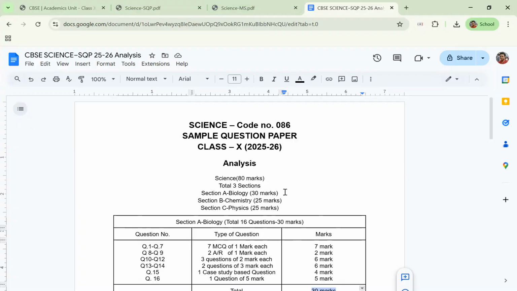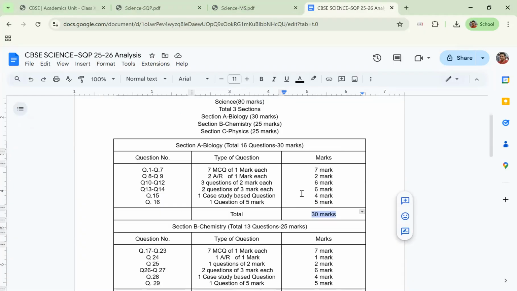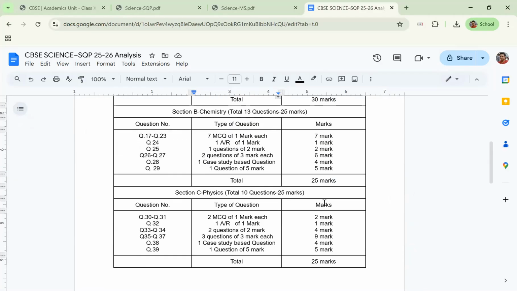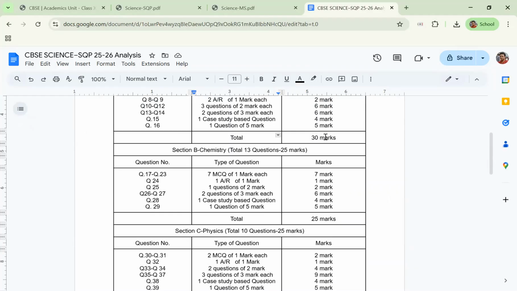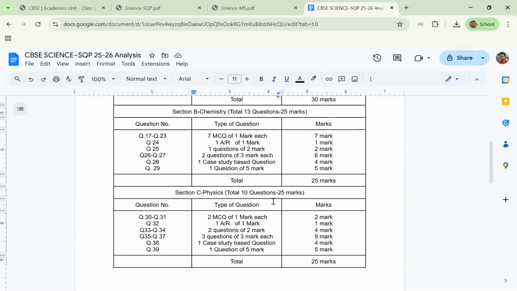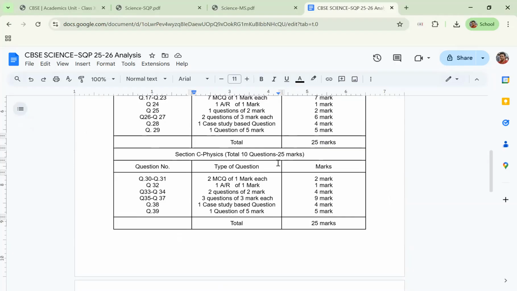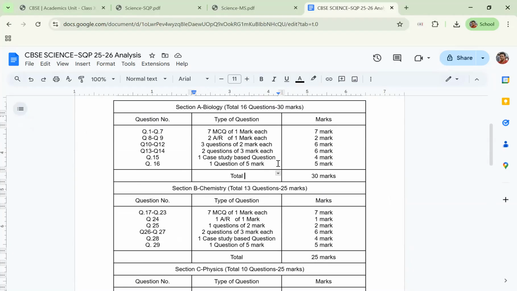A common tip for all the students is to make sure that you give equal weightage to all the subjects. Don't think that because bio has 30 marks, you'll give more weightage to that, or you feel physics is interesting, so you want to only study physics. It won't help, because overall your paper is going to be a single paper, which is an 80 mark science paper.